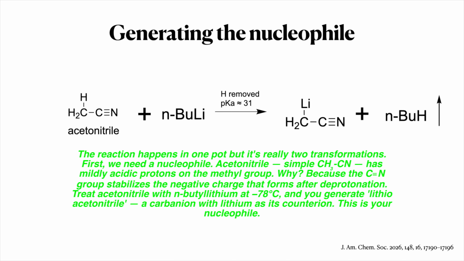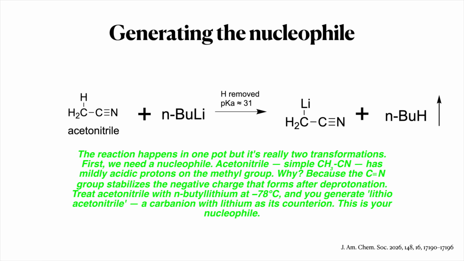The reaction happens in one pot, but it's really two transformations. First, we need a nucleophile. Acetonitrile, simple CH3CN, has mildly acidic protons on the methyl group. Why? Because the nitrile group stabilizes the negative charge that forms after deprotonation. Treat acetonitrile with n-butyllithium at minus 78 degrees Celsius and you generate lithium acetonitrile. A carbanion with lithium as its counterion.